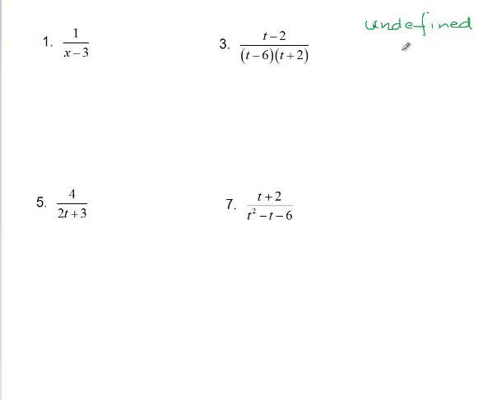So we can't have expressions like 1 over 0, right? Or x over 0. We can't have that. These are what we call undefined expressions. So what we have to do is figure out which values make the denominator 0, therefore making it undefined. Everything else will be defined, and I'll explain that in just a second.